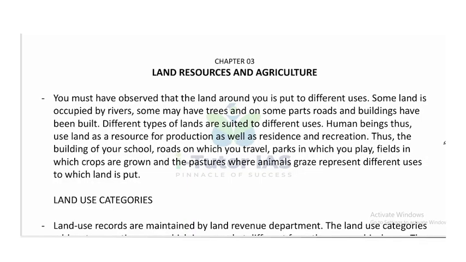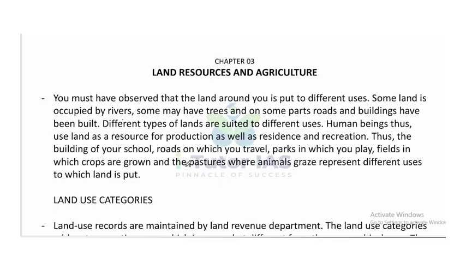Today we are going to discuss Plus 2 Geography NCERT India, People and Economy Chapter 3 Land Resources and Agriculture. You must have observed that the land around you is put to different uses. Some land is occupied by rivers, some may have trees, and on some parts roads and buildings have been built. So different types of lands are suited to different uses. Human beings thus use land as a resource for production as well as residence and recreation.